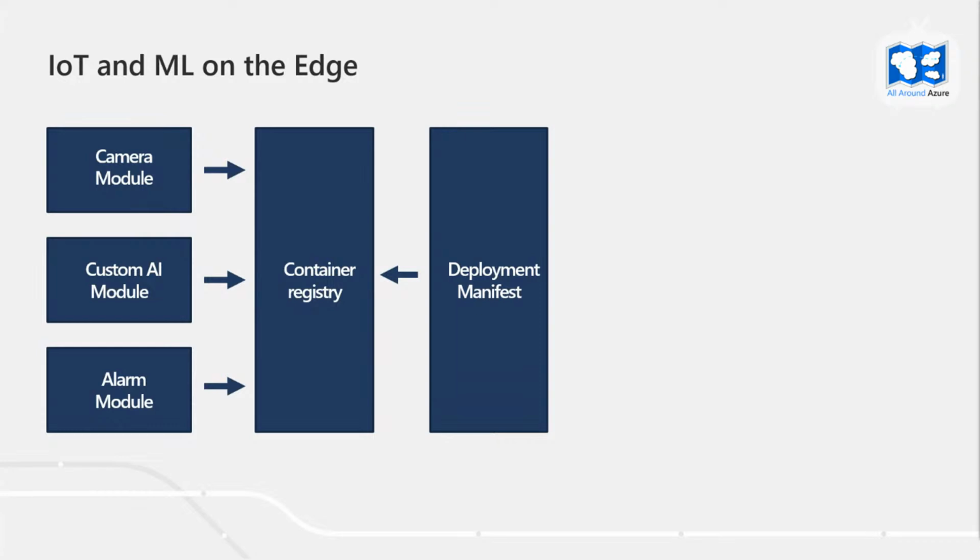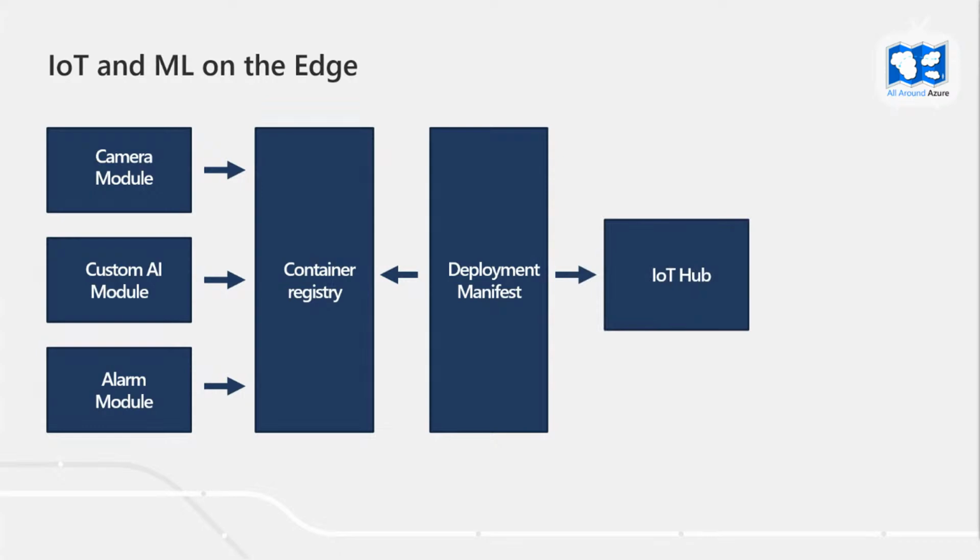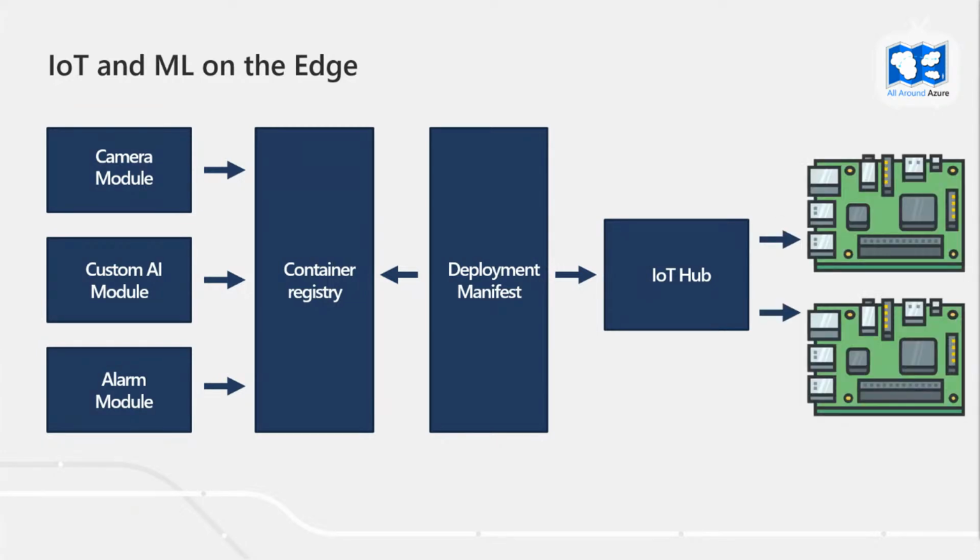To deploy these modules to the edge device, it's needed to create a deployment manifest. This file needs to specify where the modules are located and how they should communicate with each other. Via Azure IoT Hub, this manifest can be deployed to the connected device. When the deployment is done, the modules run and communicate locally on the IoT Edge device.